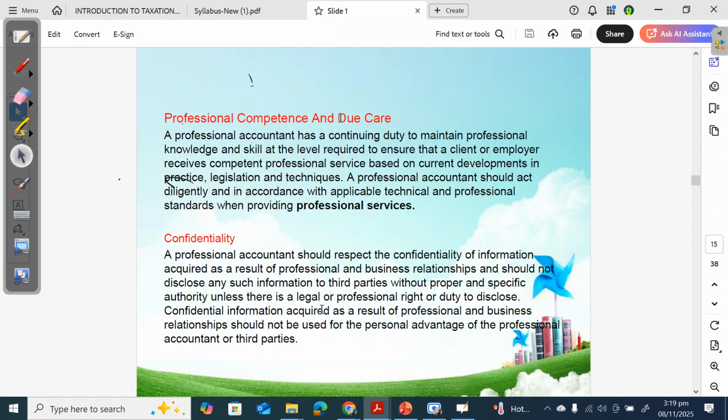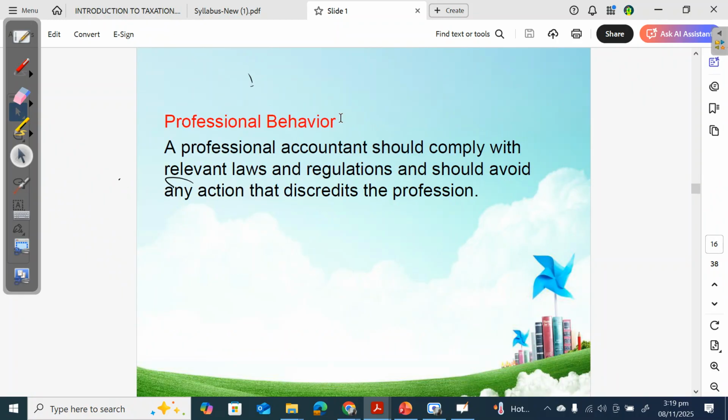Then we have confidentiality. As for confidentiality, it cannot be overemphasized. You must always make sure you keep things confidential unless you are allowed to disclose.